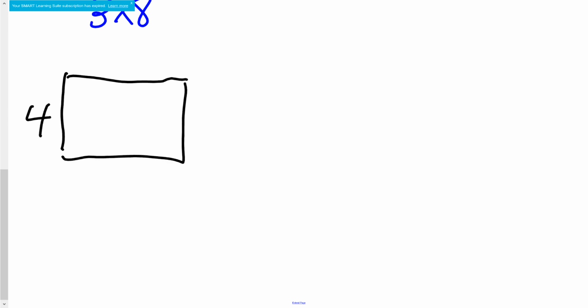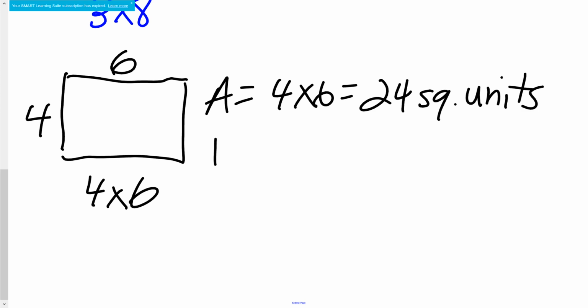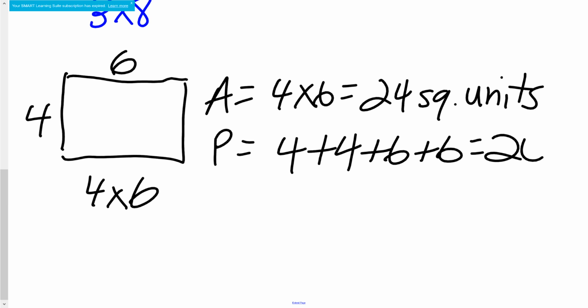So even though I'm not drawing the boxes, I want it to look fairly relatively close. So something more like that. Now my 4 is definitely smaller than my 6. This is 4 times 6. So the area is 4 times 6, which is 24 square units. My perimeter this time is 4 plus 4 plus 6 plus 6, or 20 units.